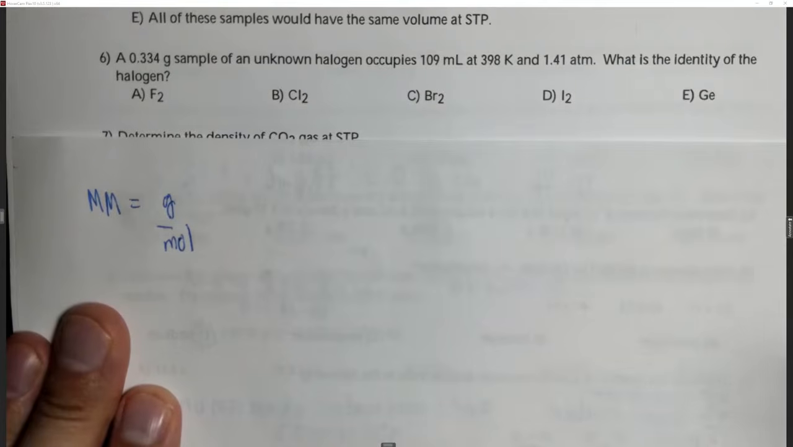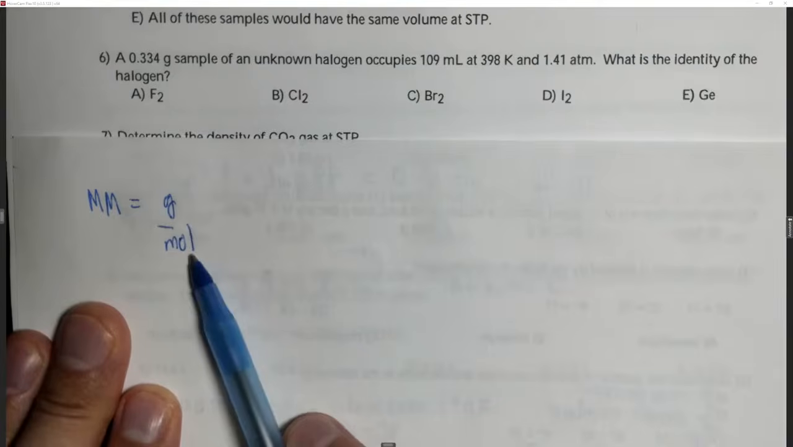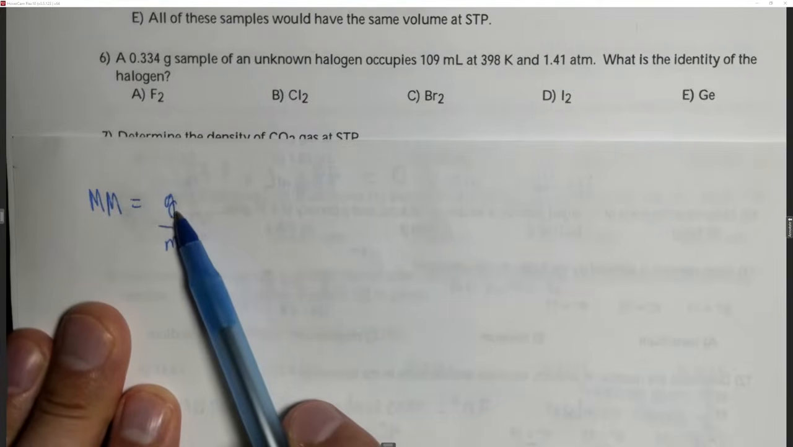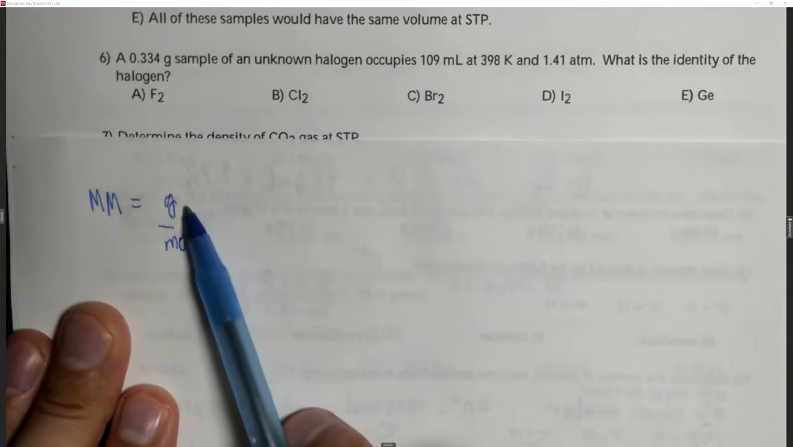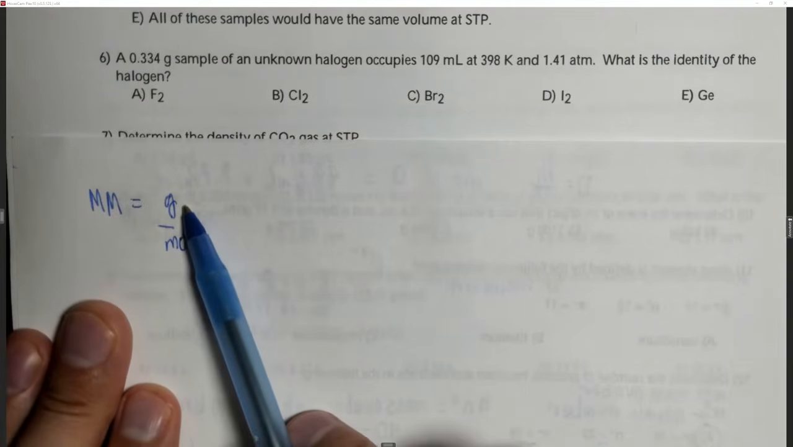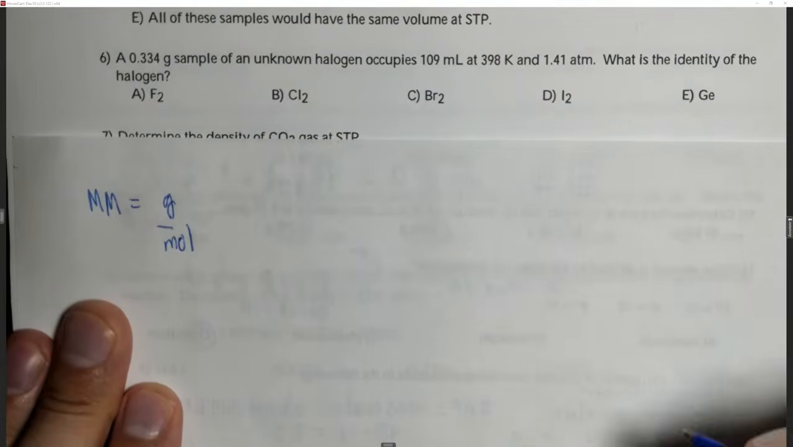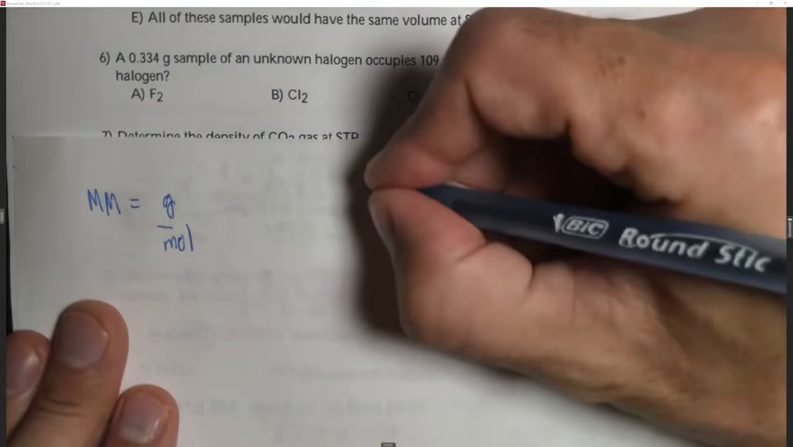So that's basically that. So what we need to do is we need to find grams and we need to find moles. Well, it turns out finding grams is super easy because it tells us a 0.334 gram sample. So we know we have the mass of 0.334 grams. But we do not have the moles. How do you think we're going to find the moles? Well, there's where the ideal gas law comes in.